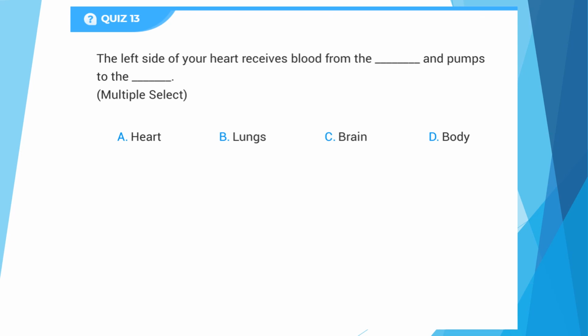The correct answer is B, lungs, and D, body, because the heart receives the oxygenated blood from the lungs and it pumps it to the body. That's why whenever we get hurt, we start bleeding, because the whole body gets the blood whenever the heart pumps the blood.